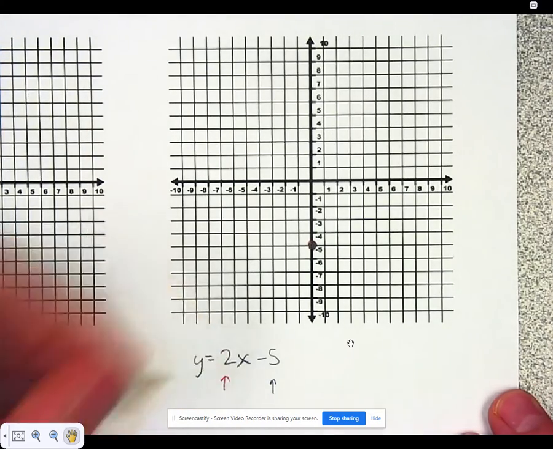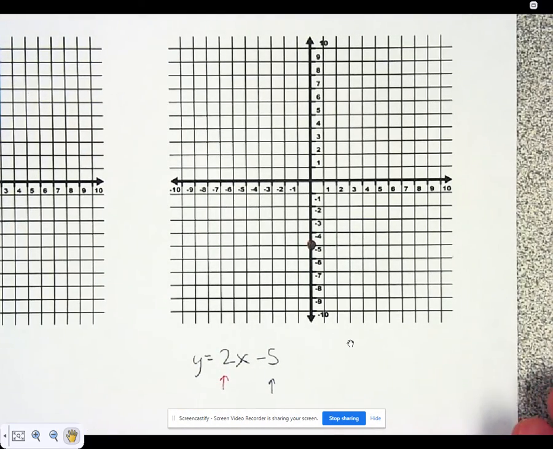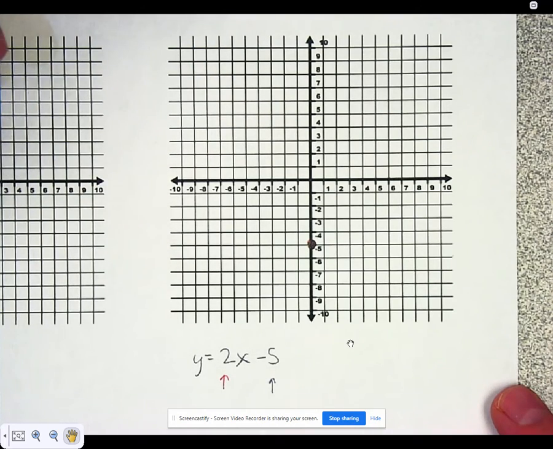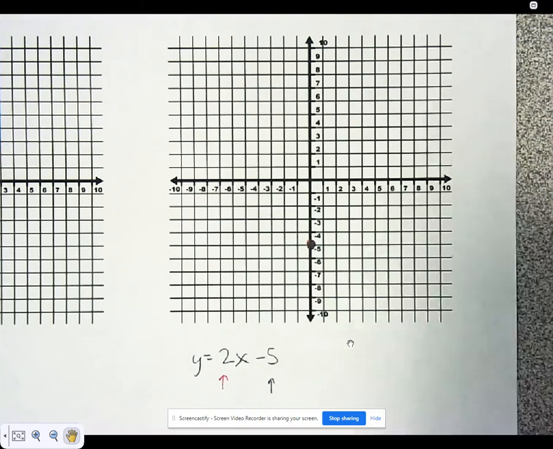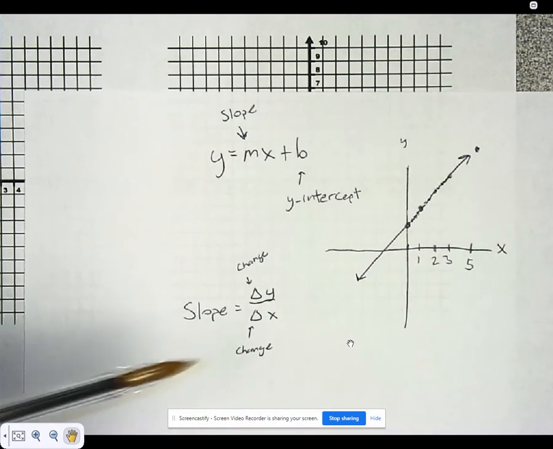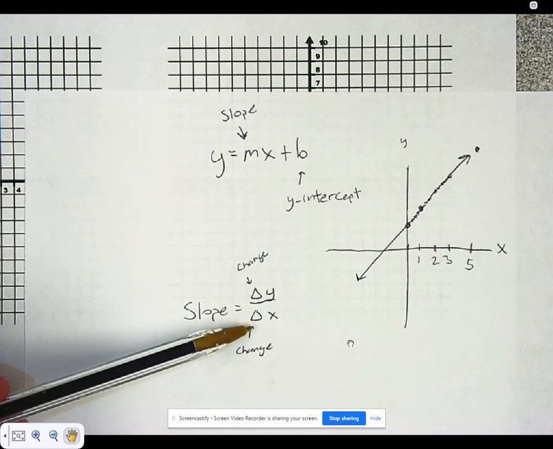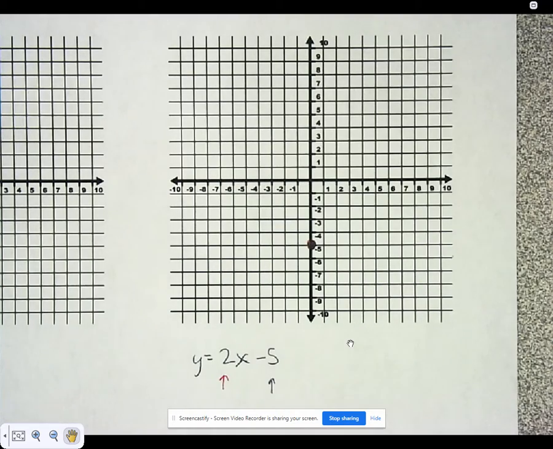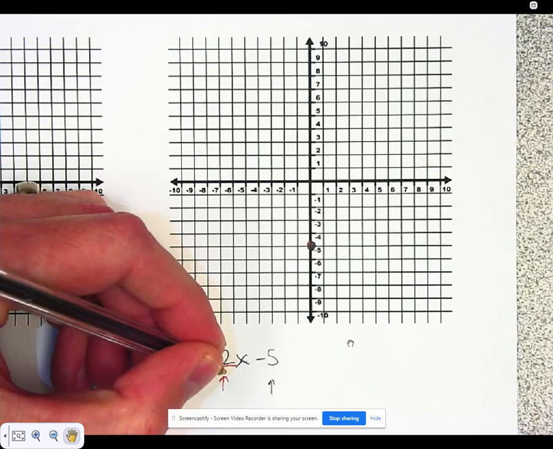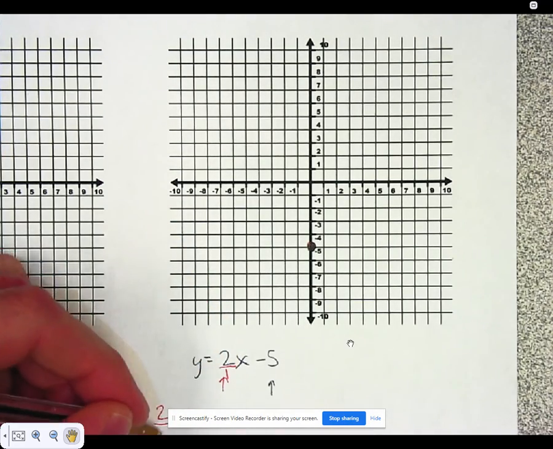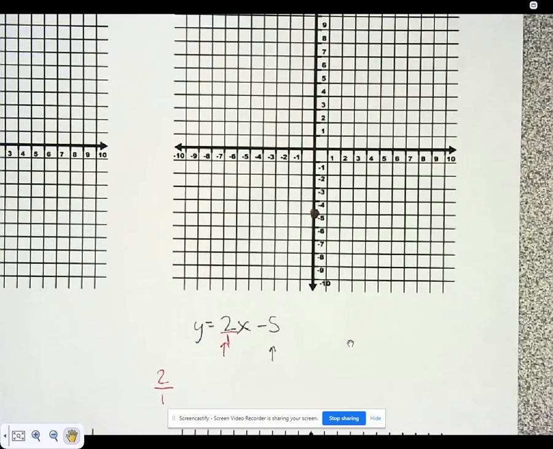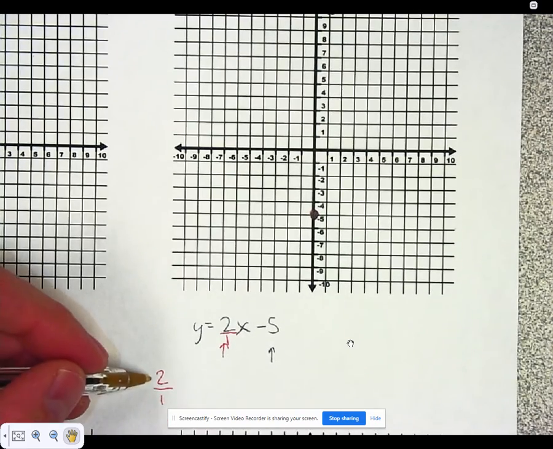The slope then is going to tell me how things are changing. So the slope, well, this isn't written as a fraction. Remember, I just said that the slope was the change in y compared to the change in x. You can write any whole number as a fraction. 2 is the same as 2 divided by 1.